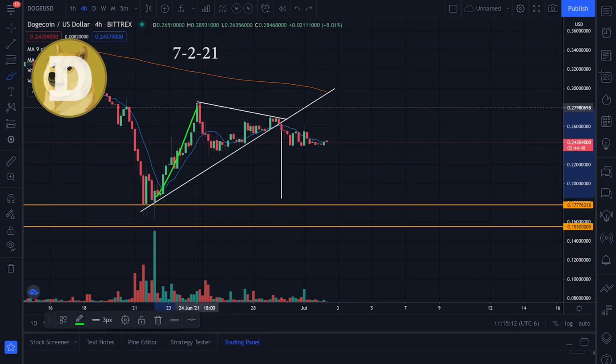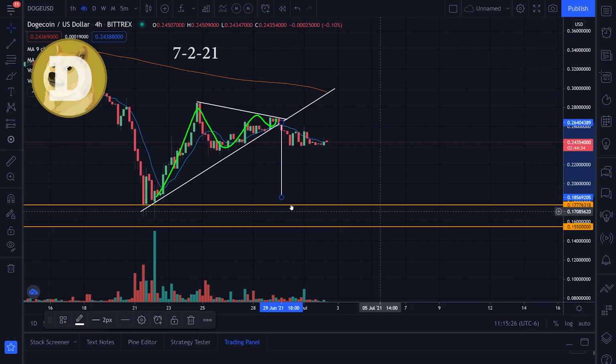I was looking at this triangle pretty much like this. And so what I was targeting is from the top to the bottom of this triangle right here. We could drag that to the breakout, something like that. And it looks like we have a target of around 0.185, 0.184, somewhere around there.